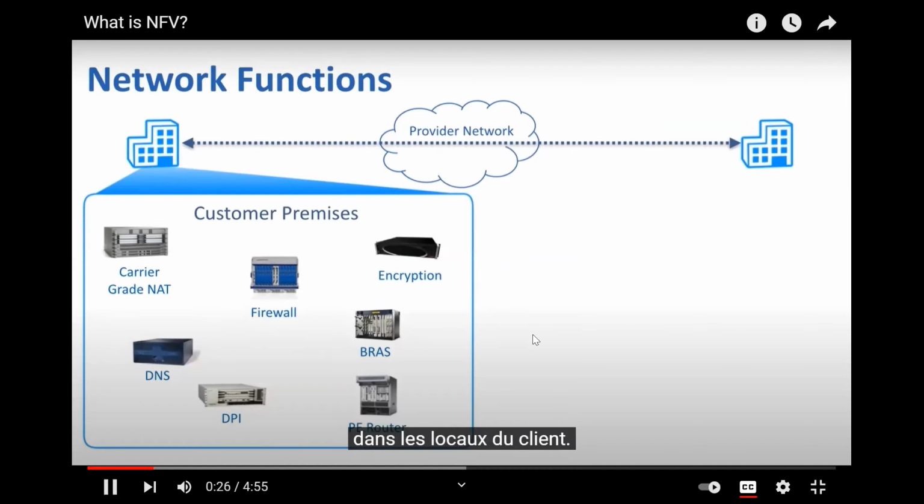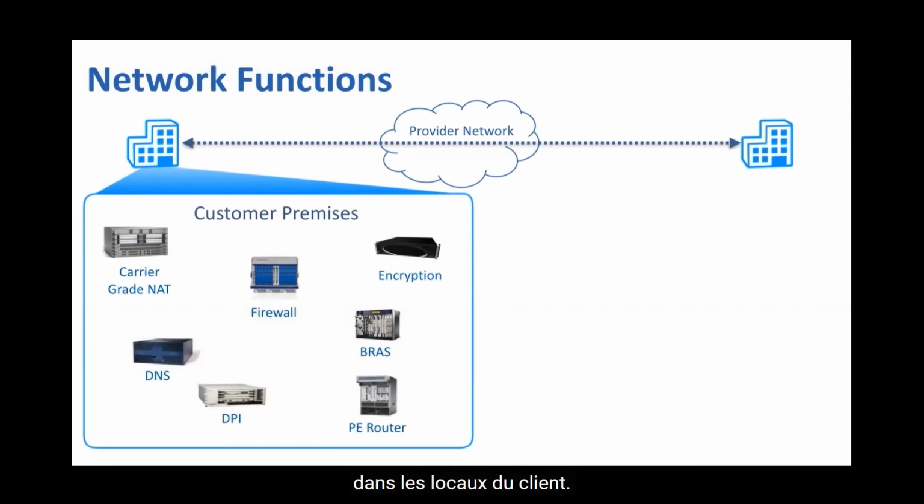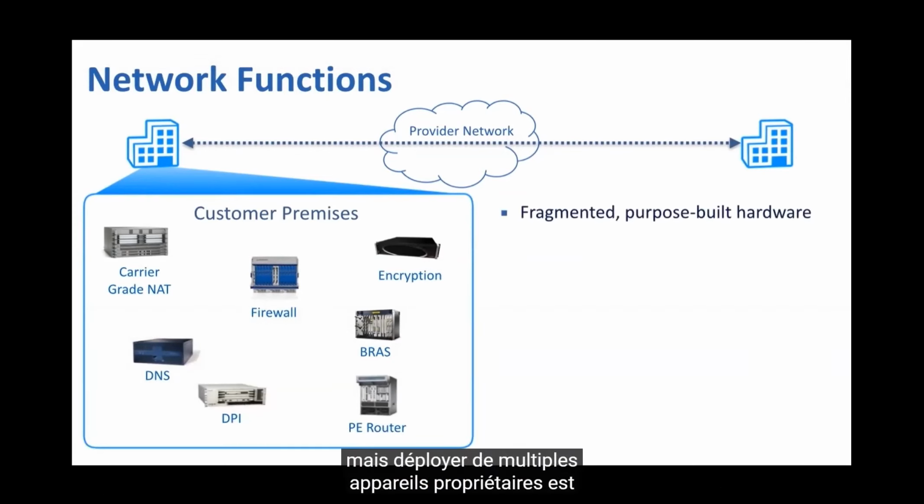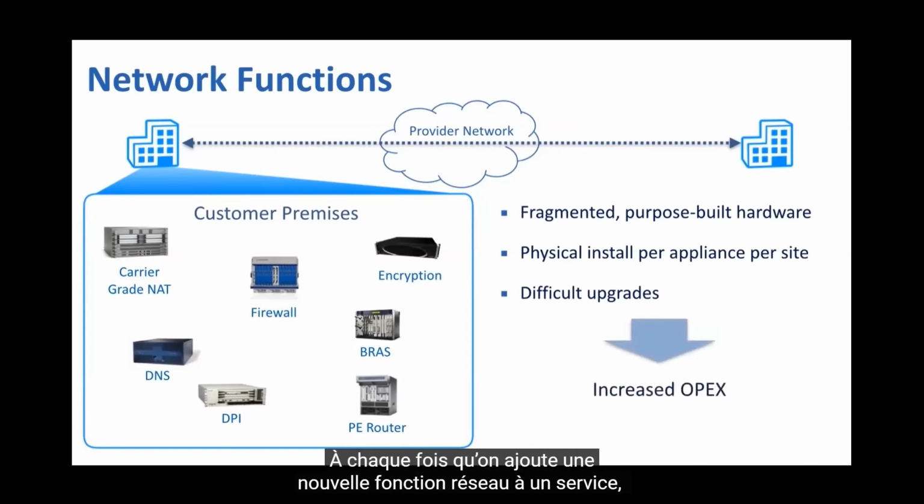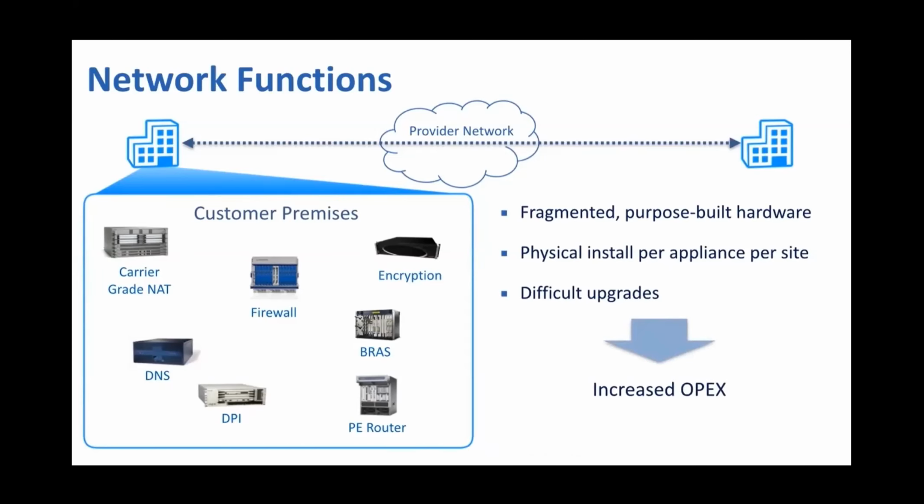Proprietary hardware at the customer premises. This approach provides additional revenue, but deploying multiple proprietary devices is costly and makes upgrades difficult. Every time a new network function is added to a service, a truck roll is required to install the dedicated hardware.